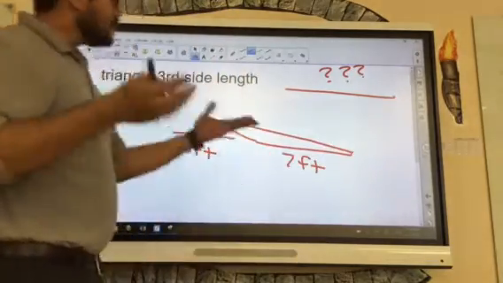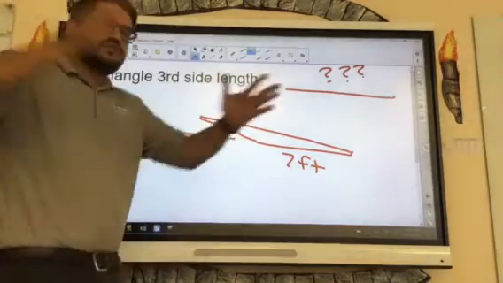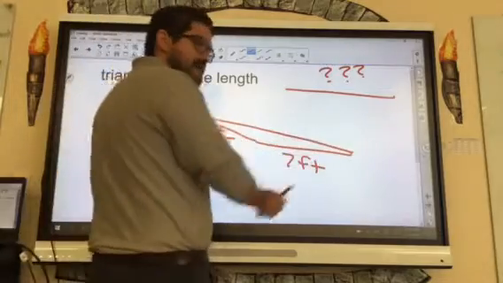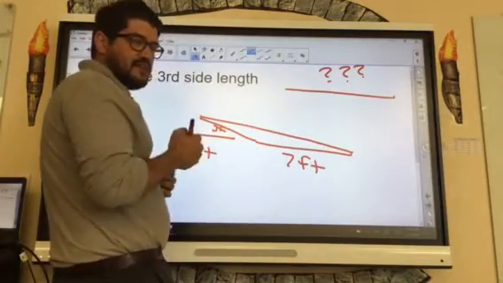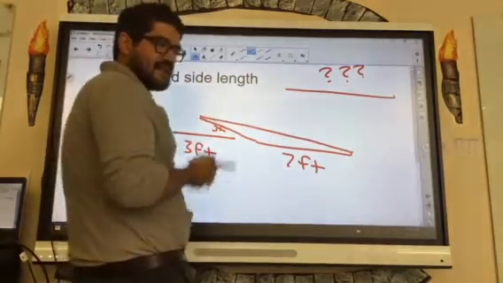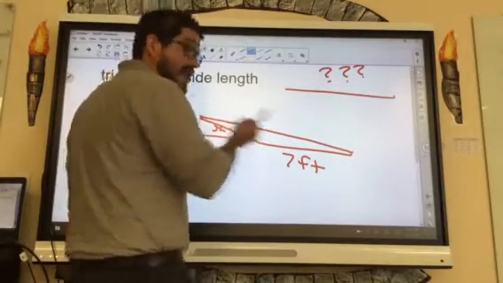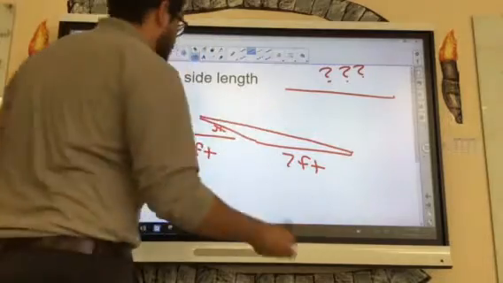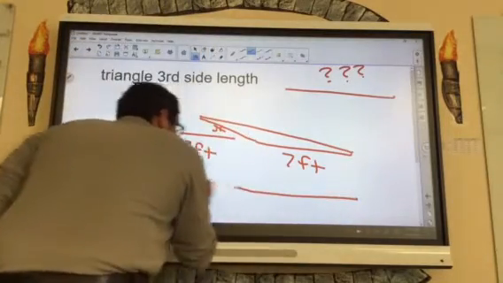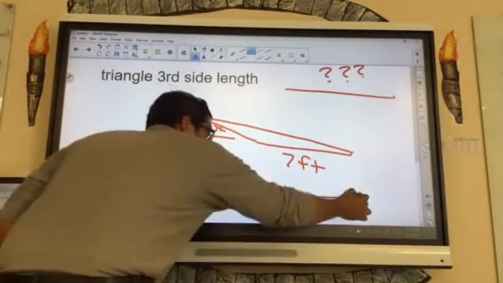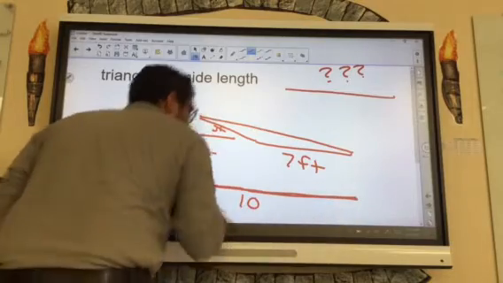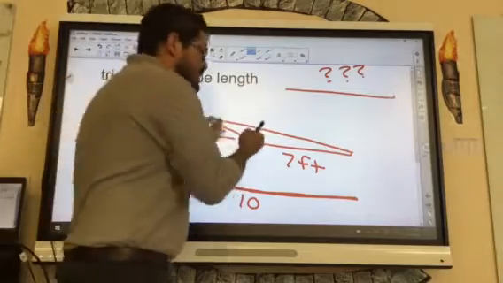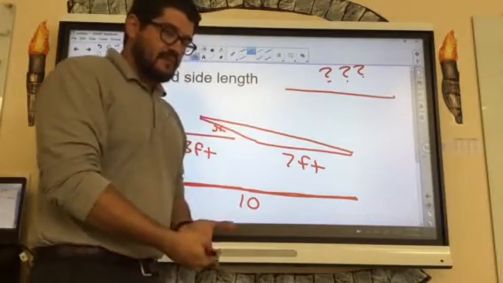Can that be 100? No, that 100 feet will be too long. It'll be too far away from each other, okay? The biggest this line can be is just short of 10, so like 9.99, it can be 9.99. It can't be 10, why? Because 7 and the 3 together make 10. The third side can't be 10 because it'll just be laying on top of that line. So whatever length you choose has to be less than 10, okay?